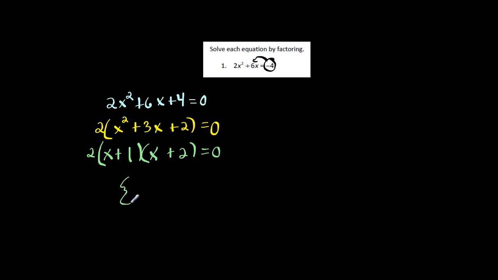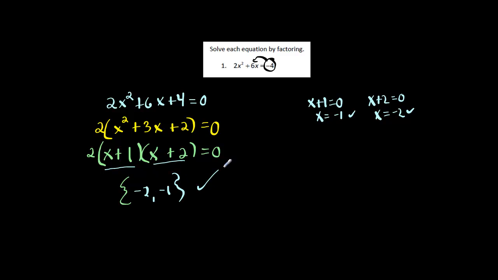So your solution, or solutions, will be what makes this equal to 0. You can say x plus 1 equals 0. Subtract 1. X equals negative 1. That's one possibility. And what makes that 0? X plus 2 equals 0. Subtract 2. X equals negative 2. So your solutions from least to greatest are negative 2 and negative 1.